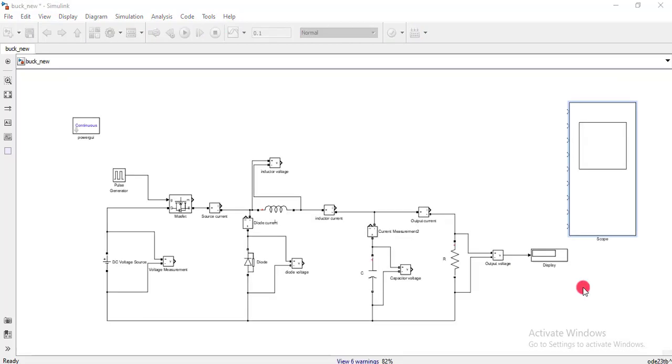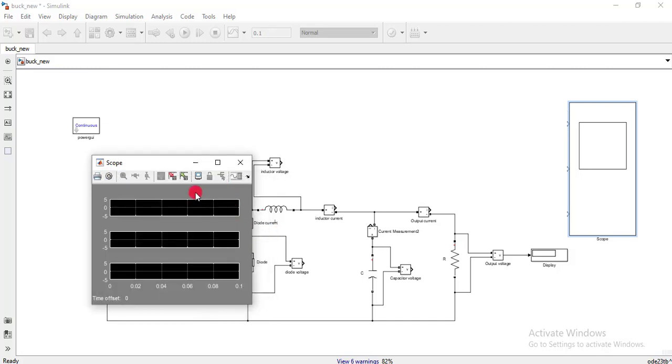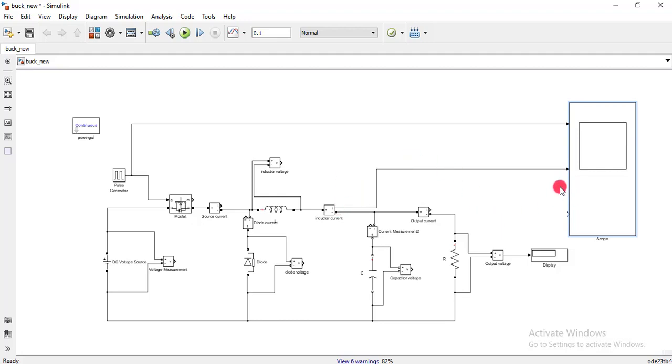Okay, now I want to plot inductor current and the output voltage. For that purpose I will use my scope. Now change its axis into 3. Okay, now at first axis I want to see pulse, so I am connecting pulse at the first point. At second point I want to see the inductor current, and then I want to check output voltage. Okay, let's run it.